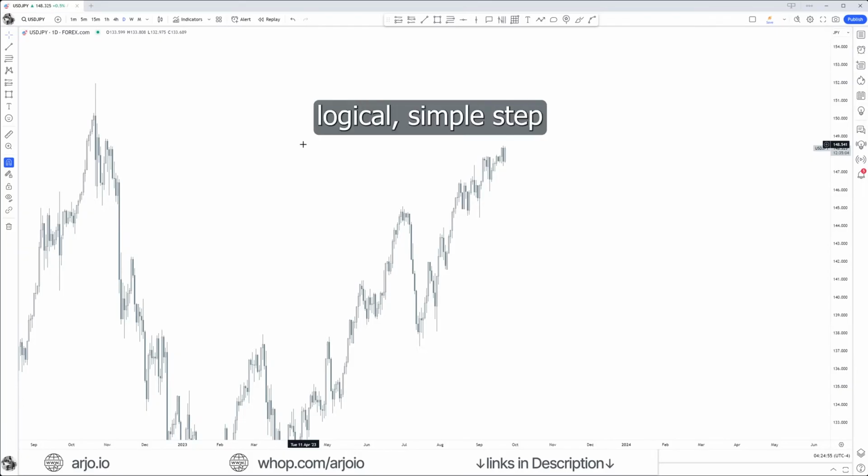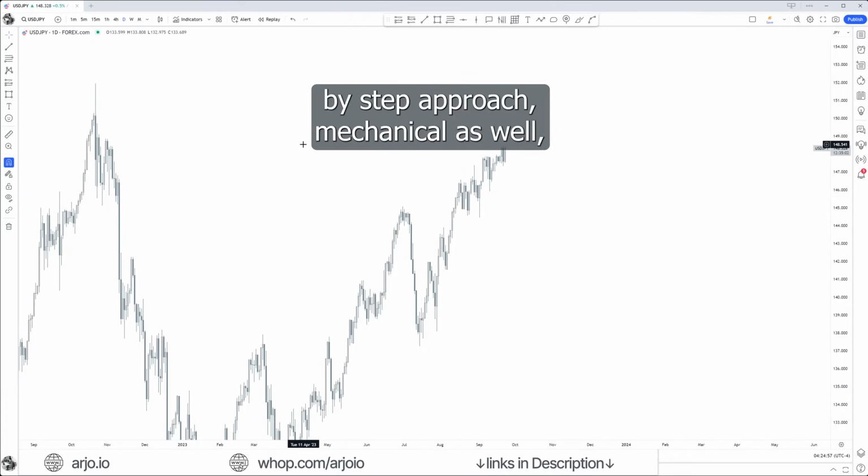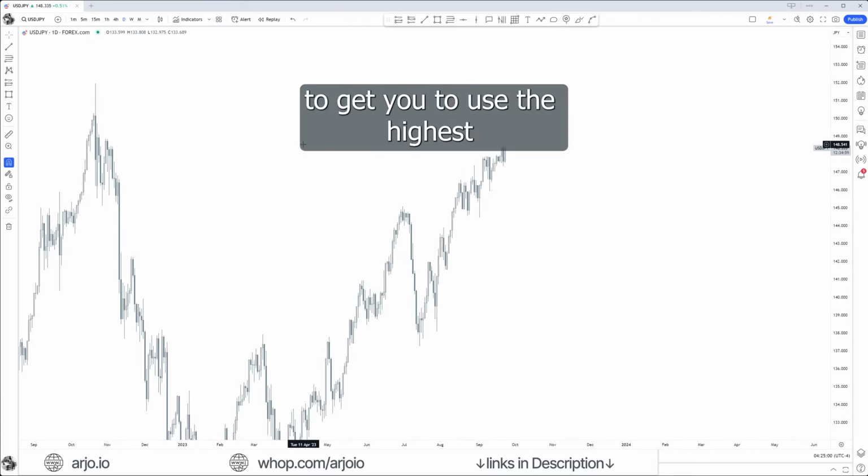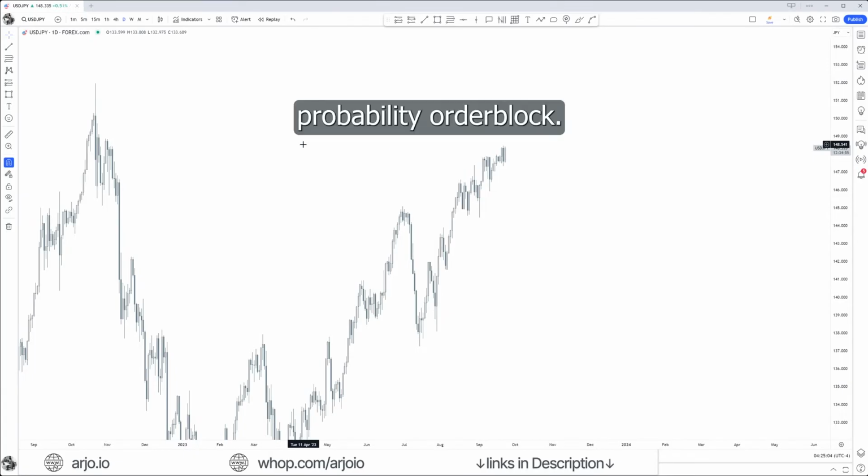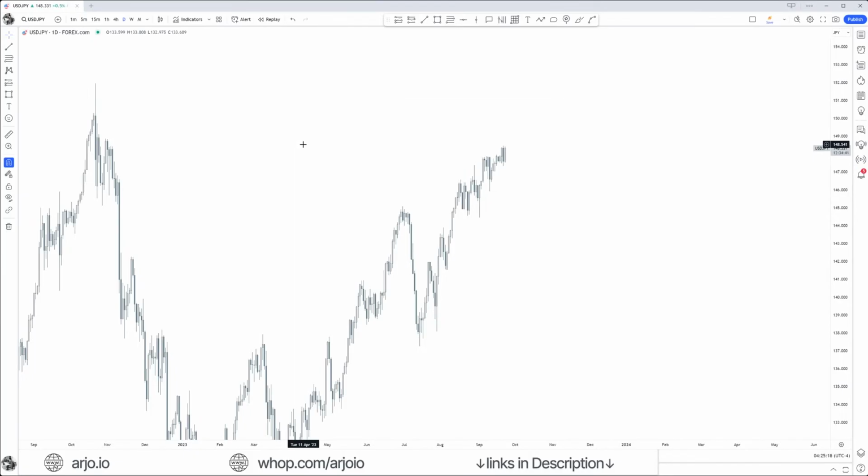I have a very logical, simple, step-by-step approach, mechanical as well, to get you to use the highest probability order block. Don't worry, I won't talk in riddles. Don't worry, I won't leave you with any mysteries or any confusion. I will give you the exact guidelines on how to know which order blocks are the strongest. In order for me to go over the highest probability order block, we need to have a few guidelines first.